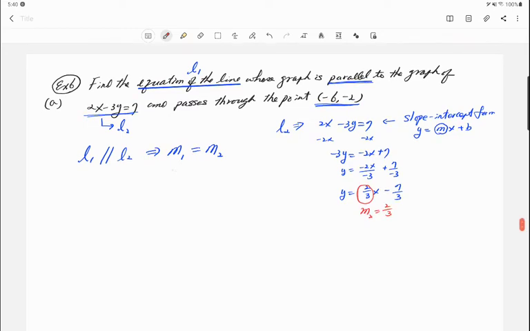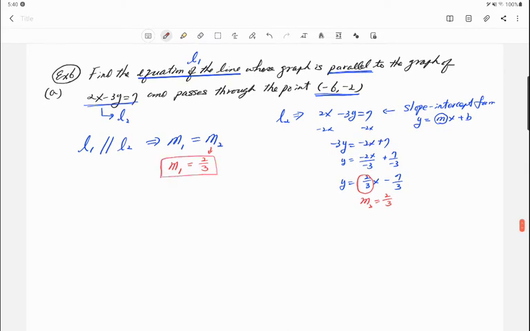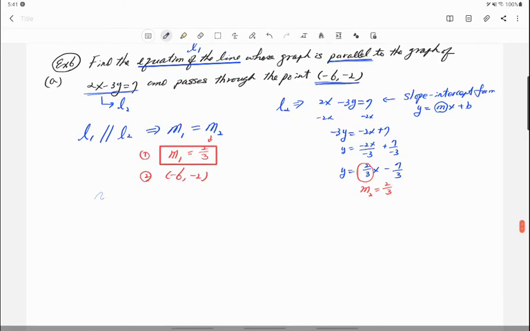So what is M1? M1 is equal to M2, right? So M2 is 2 over 3. So we found the slope of the first line. In order to write an equation of line 1, we need the slope, and then we need a point. What point? Let's use the given point. So we found the slope, and we're going to use the given point and the point slope formula.